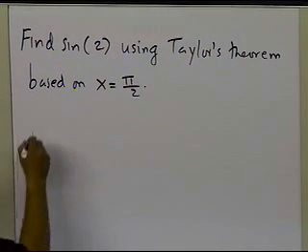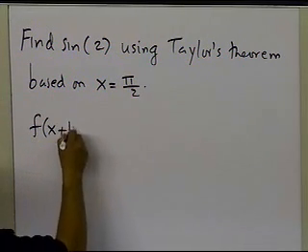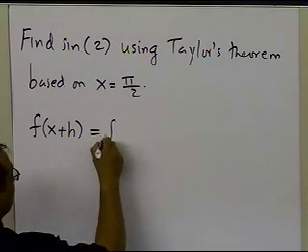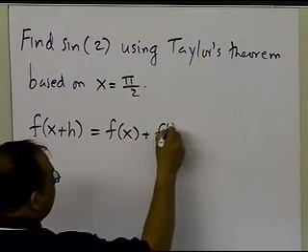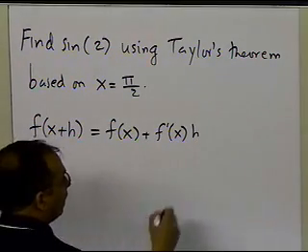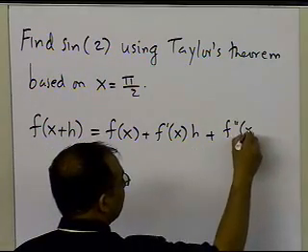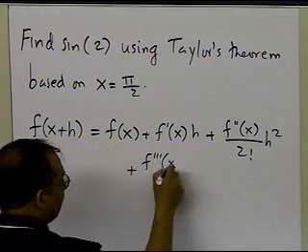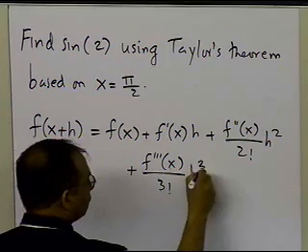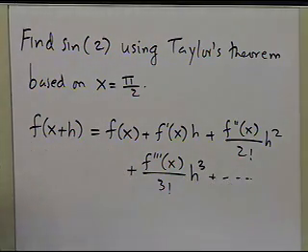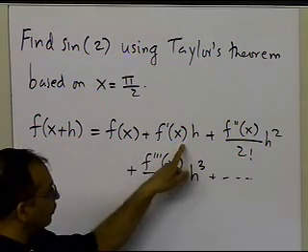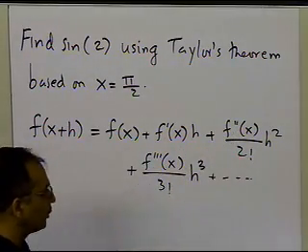Writing down Taylor's theorem for a general function: I can give you the value of the function at x plus h if you are able to give me the value of the function at x, the value of the first derivative at x, the value of the second derivative at x, the value of the third derivative at x, and so on and so forth. Based on these, I'll be able to find the value of the function at x plus h.